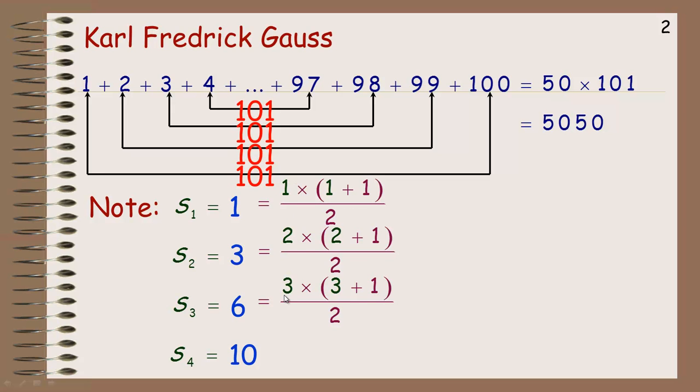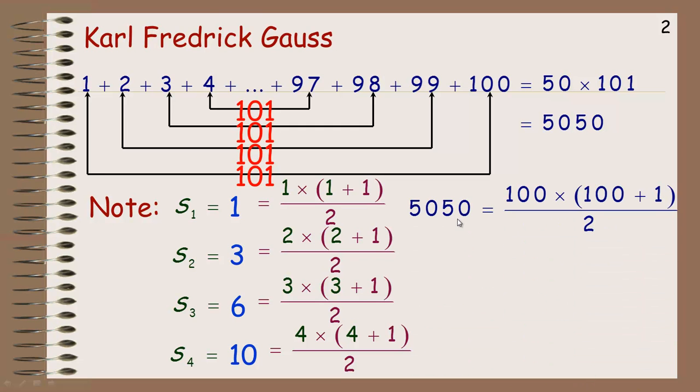Notice these numbers here, the 1, 2, 3 here and the 1, 2, 3 here, are actually the number of the sum. The first sum, the second sum, the third sum. So for the 10 here, it's actually 4 times 4 plus 1 over 2, which is actually 4 times 5 over 2, 3 times 4 over 2, 2 times 3 over 2, etc. So the 5050, it's the 100th sum, so it's 100 times 100 plus 1, or 101, over 2, and that works out to 5050.